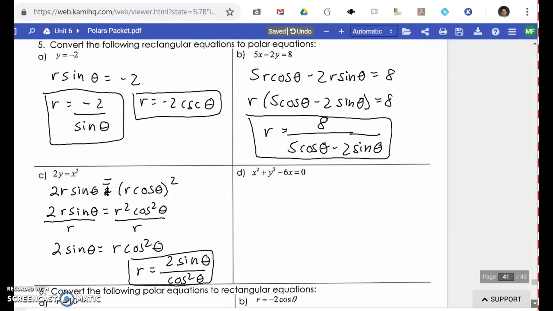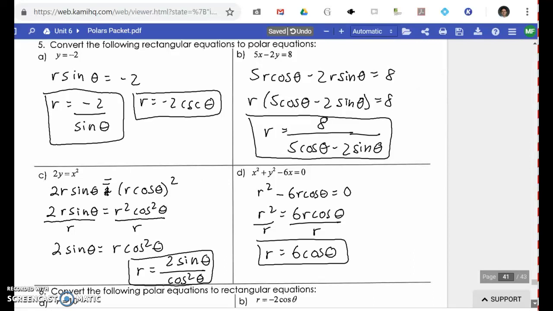Okay, last one of the rectangular to polar equations. Notice that we have x squared plus y squared, which was one of our equations. It's r squared. And 6x, we know that x is r cosine theta. And very similar to the last one, we could actually add the 6r cosine theta to the other side, which would enable us to divide both sides by r. And so r will equal 6 cosine of theta. So that's the rectangular to polar example problems.